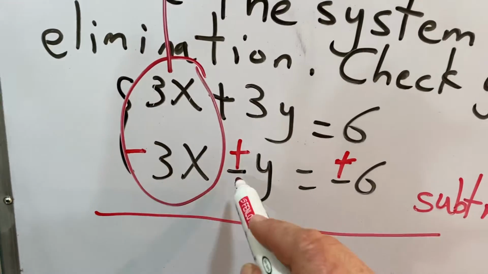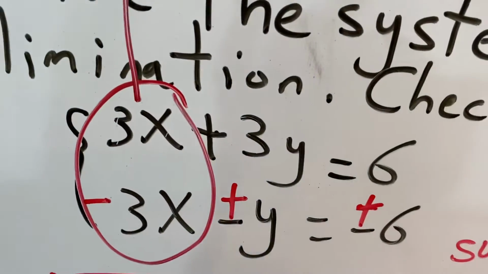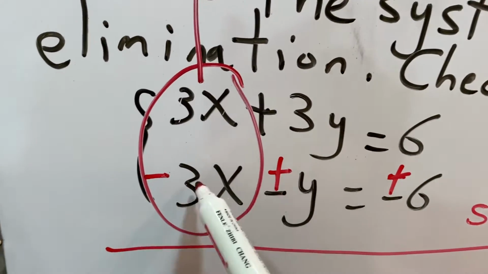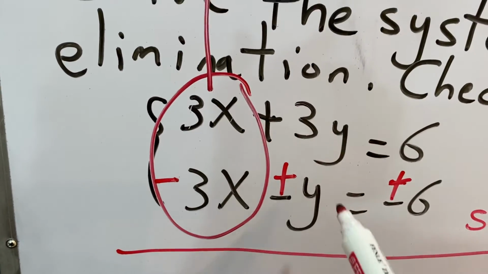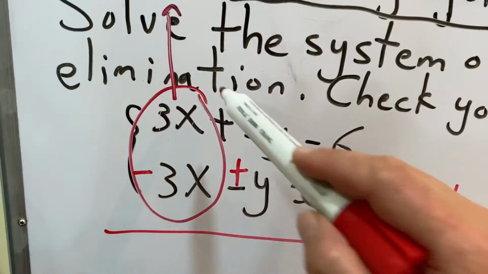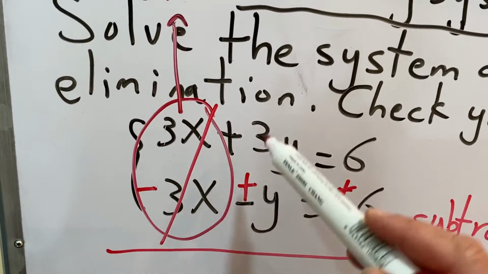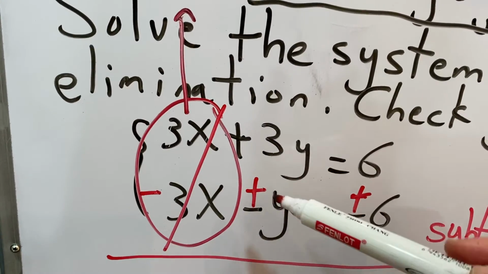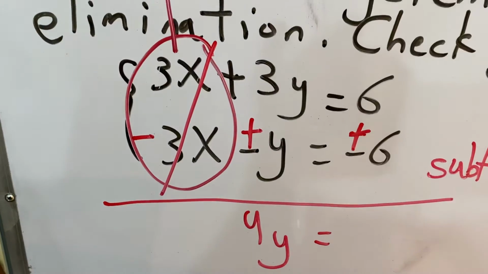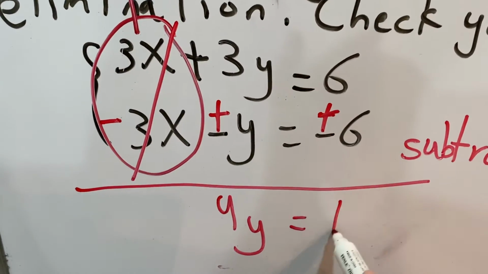So actually I will change the signs of each term in the second equation. I have to change all the signs, so the positive becomes negative and the negative becomes positive. And now I can subtract. Now these will eliminate each other. Now this was negative, but now it's positive, so 3y plus 1y, it's not negative anymore, which is 4y, equal, now this was negative, but now it's positive, 6 plus 6, which is 12.